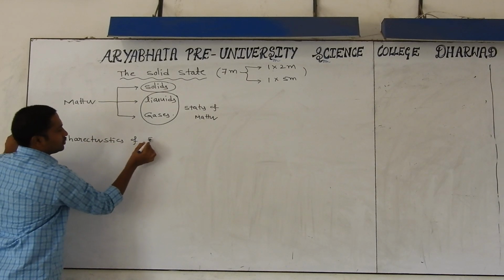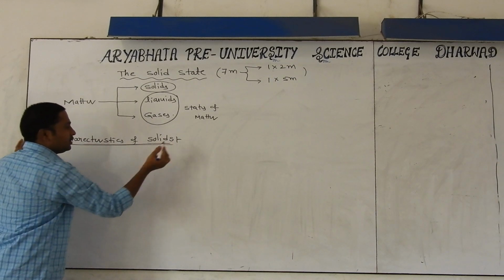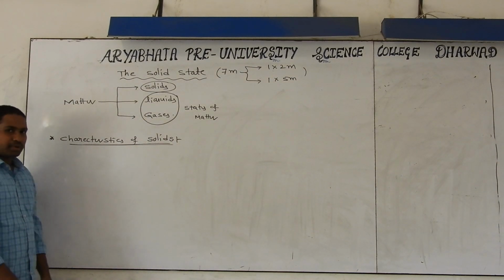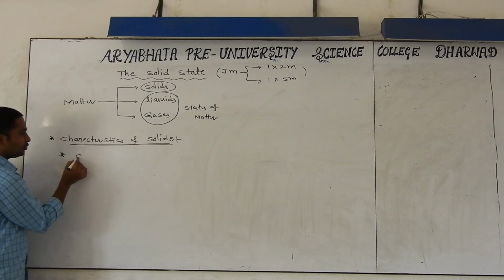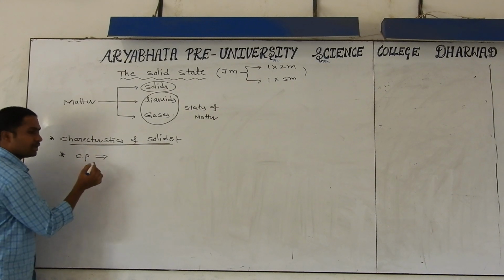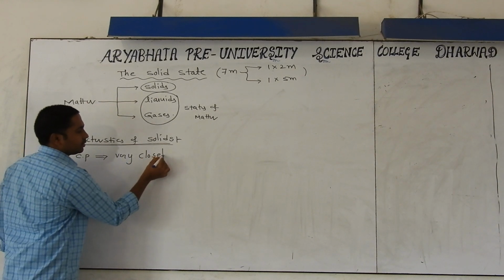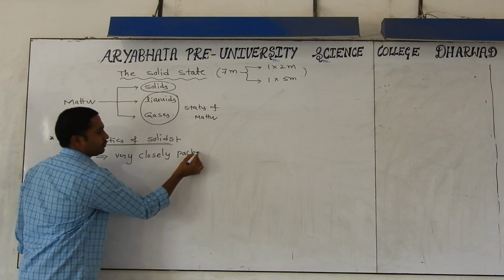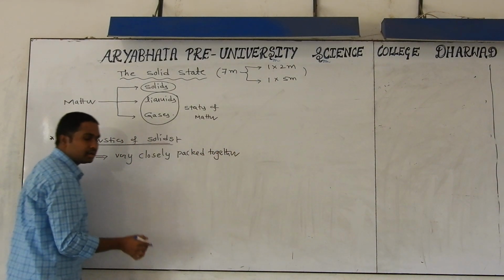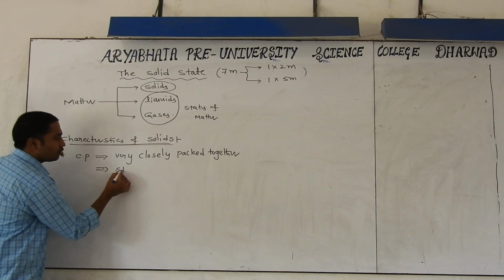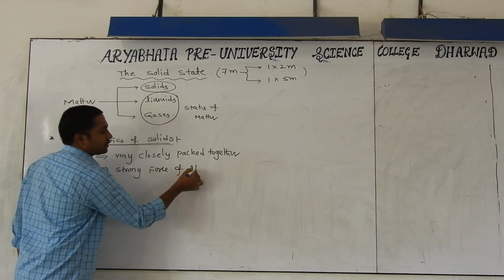Characteristics of solid state are nothing but the characteristics of solids. So what are the special characteristics or properties of solids? First of all, in solid matter, the constituent particles are very closely packed together. Why are they very closely packed together? Because of a strong force of attraction between them.